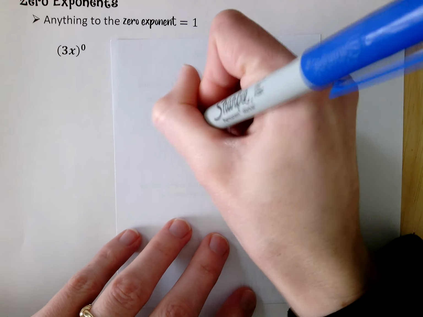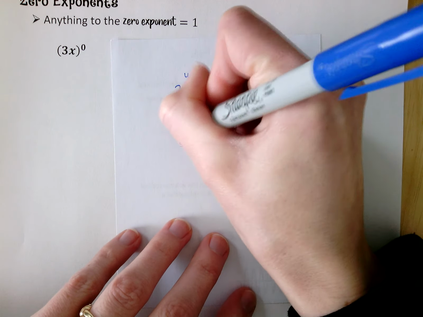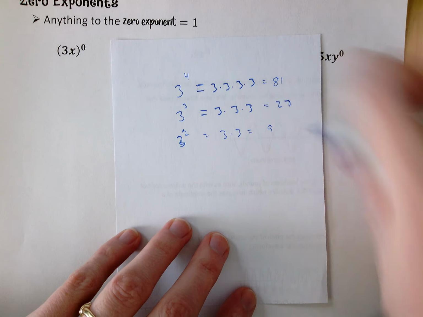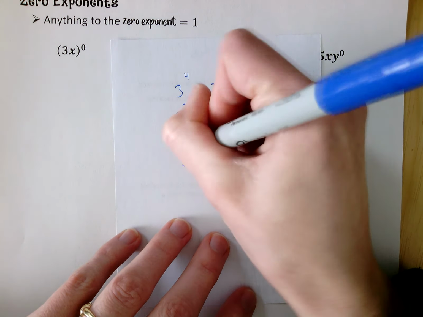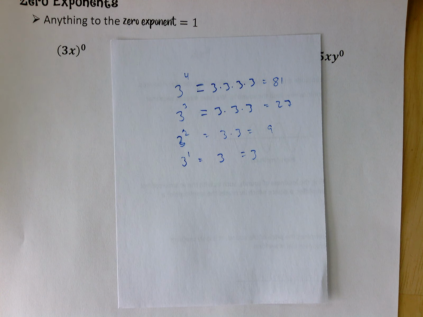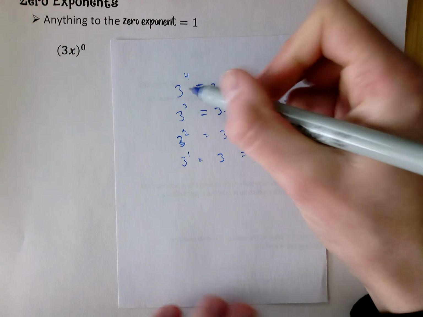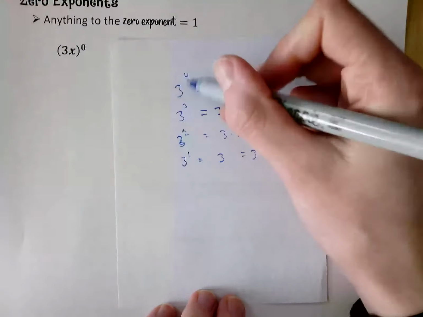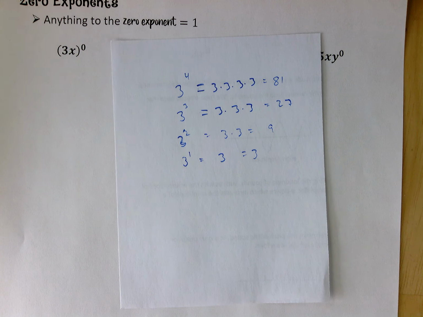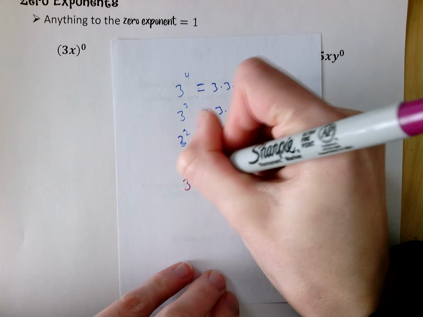Then I'm going to look at 3 to the 2nd power. So that's 2 3's, which is 9. And then 3 to the 1st power is just 1 3, which is just 3, right? So I want to use this to figure out what the pattern is. The pattern here is that I'm just taking 3 and dropping the exponent by 1. So if I were to follow this pattern to the next row down, I would get to 3 to the 0 power, right?